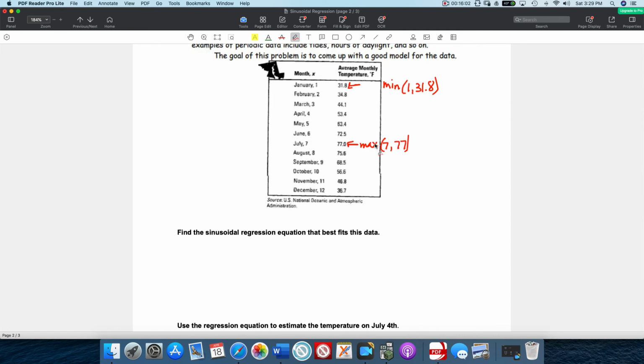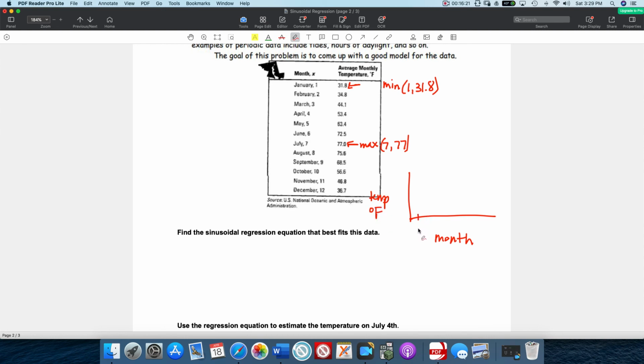Okay, so I'm going to start graphing this just over on the side. Let's get an idea of what it's going to look like. Remember, we have to label. So X is our month. Y would be our temperature, and it's in degrees Fahrenheit.